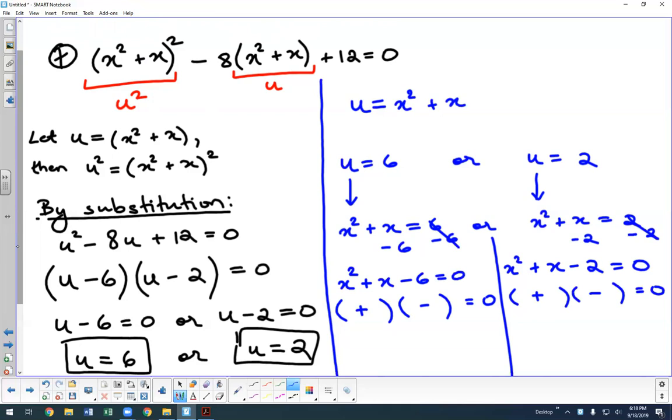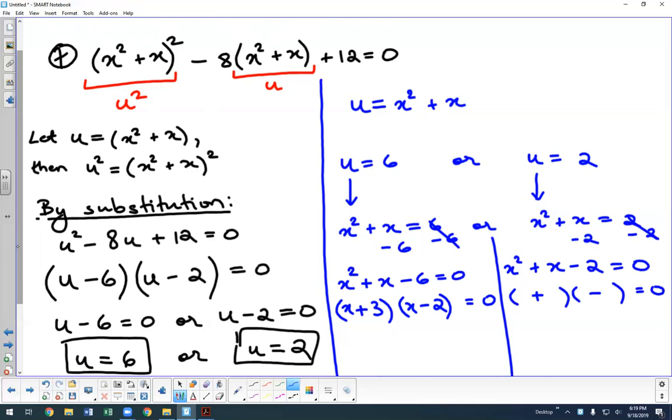For the first one, is it x plus 3 and the next one is 2? Very nice. X plus 3, x minus 2. Because when I multiply, positive and negative will give me -6. And I want my 3 to be positive, right? So that I can get +1. So +3, subtract 2, we're going to get +1.